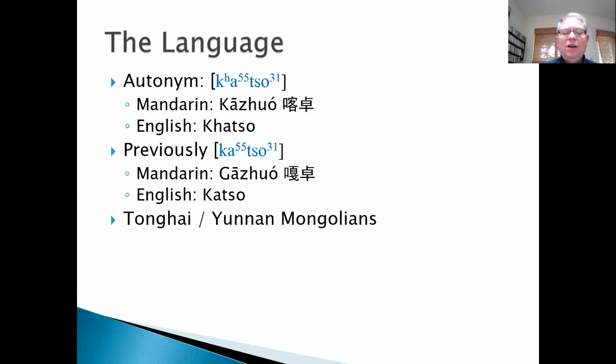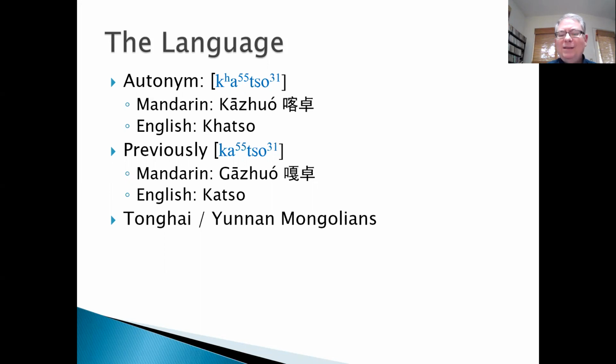The language itself is called Khatso, and the people as well. In Mandarin, this is Kazuo. And this is a little bit different than the term that was used prior to the 1970s. So the Khatso themselves have changed their autonym. Previously, it was something like Gadzo with a different Mandarin pronunciation and characters. The English spelling has also changed over time.